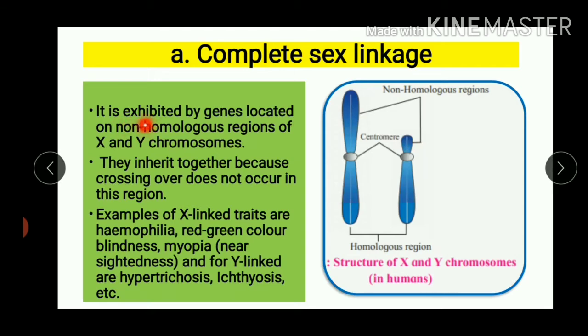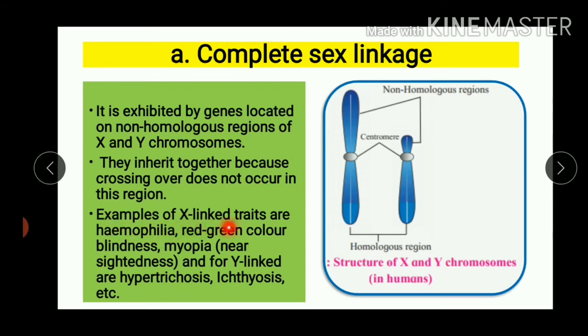Again I am repeating, it is exhibited by the genes located on non-homologous region. Here the genes which are present on non-homologous region of X and Y chromosome, they inherit together. This is very important. They inherit together. Why? The reason is the crossing over does not occur in this region. If the genes are present on the non-homologous region, they inherit in the offspring as it is, because crossing over does not take place in this region.